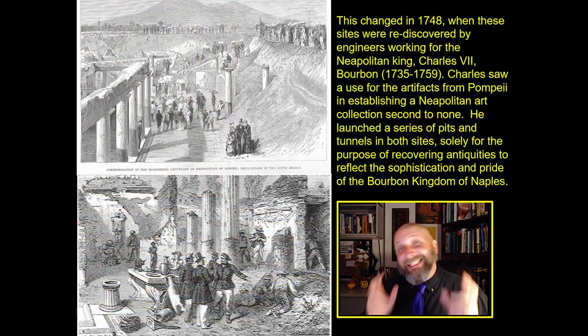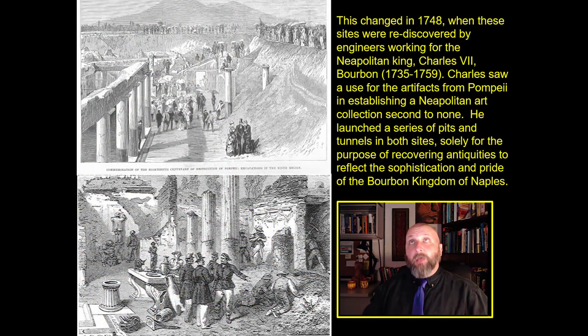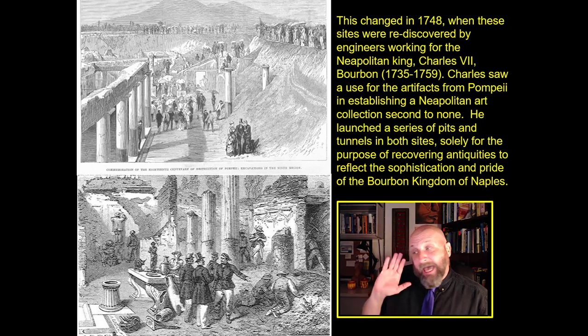All of this changes in 1748, when these buried cities, these sites, were rediscovered by the new king of Naples, by this Neapolitan king named Charles VII. And Charles VII is an interesting character because he is actually not Italian. This was during a period of particular political upheaval in Europe, and the King of France wanted a reliable ally as the King of Southern Italy, as the King of Naples.